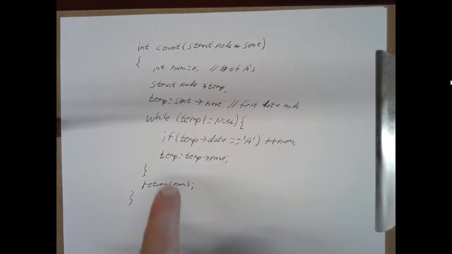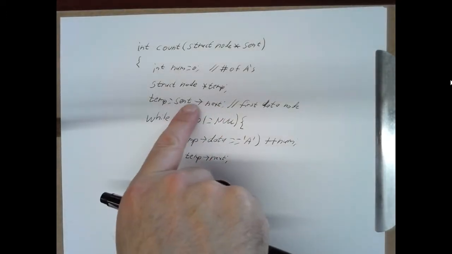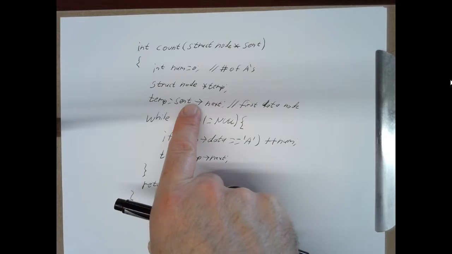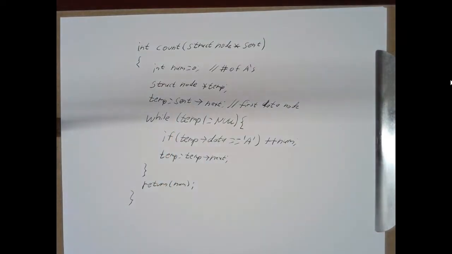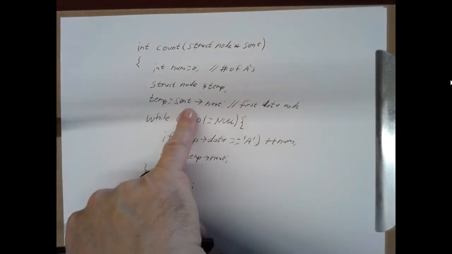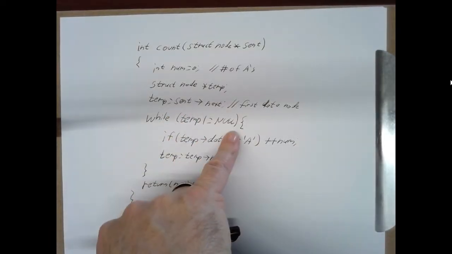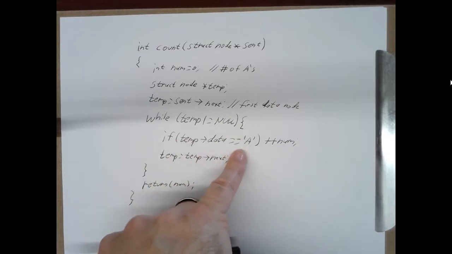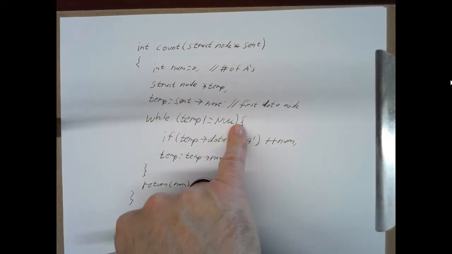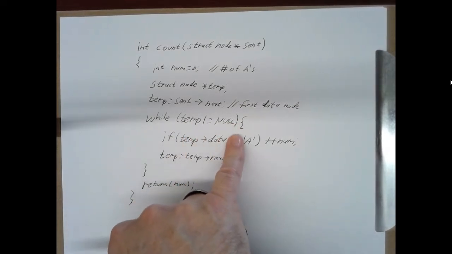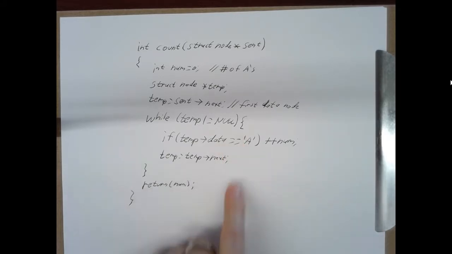This business of do we start with sent arrow next or do we start with temp equals sent? There are different ways to do this, and different ways will make sense to different people. However works for you is fine, and most of the variations I saw on this were correct. But in some cases, you might start off with temp equals sent and say, well, temp is not null. If temp data equals A, well, there you're checking the sentinel's data. That's not good. Or you might say, well, temp is not null, temp equals temp arrow next. And that could be null, so you've got to check for that, otherwise you risk a seg fault.